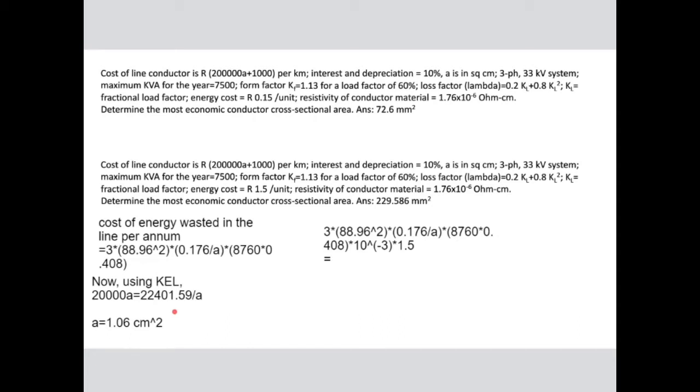Right, so if we used, instead of 1.5 rand per unit, if you used 0.15 per unit, what would be the change here? This whole equation will change to 0.15. Do this calculation just now. If we change this one to 0.15, what will be the value of A? We change this value to 0.15 instead of 1.5 rand. If we use 0.15, what will be the value of A?